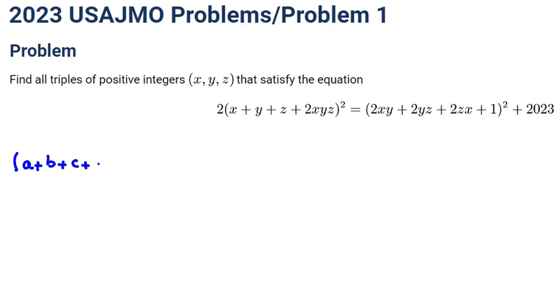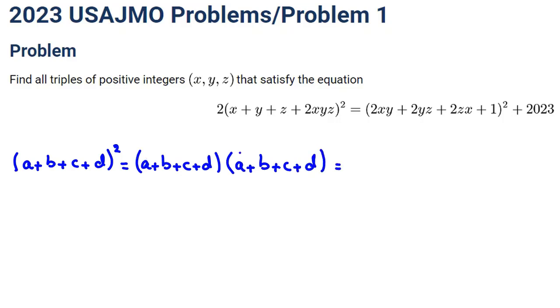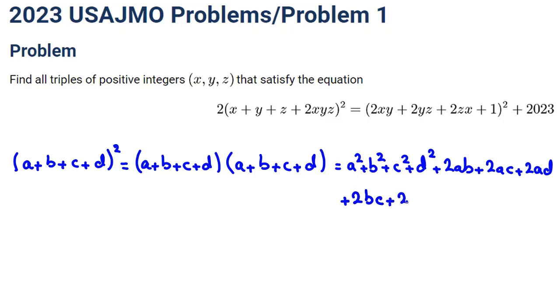I write it for 4 terms. Also, if you have 3 terms, 2 terms, n terms, the idea is the same. You write it twice: a plus b plus c plus d, a plus b plus c plus d. Then a squared, b squared, c squared, d squared, and then 2ab, 2ac, 2ad, plus 2bc, 2bd, plus 2cd.